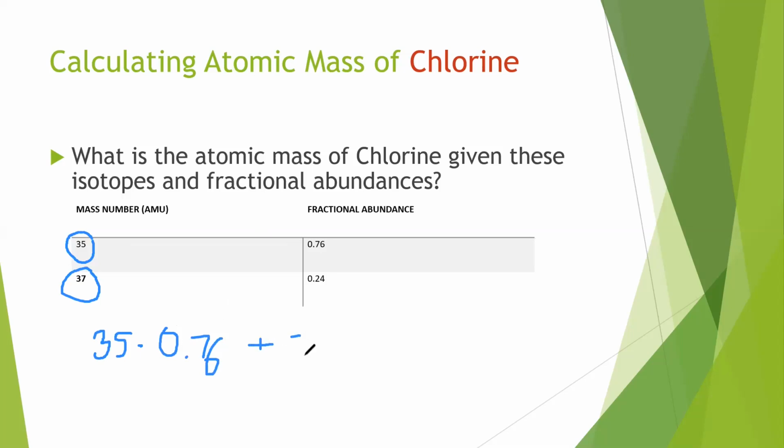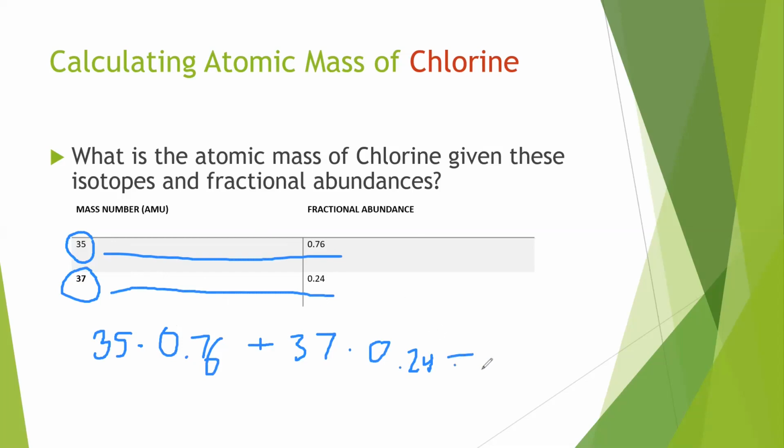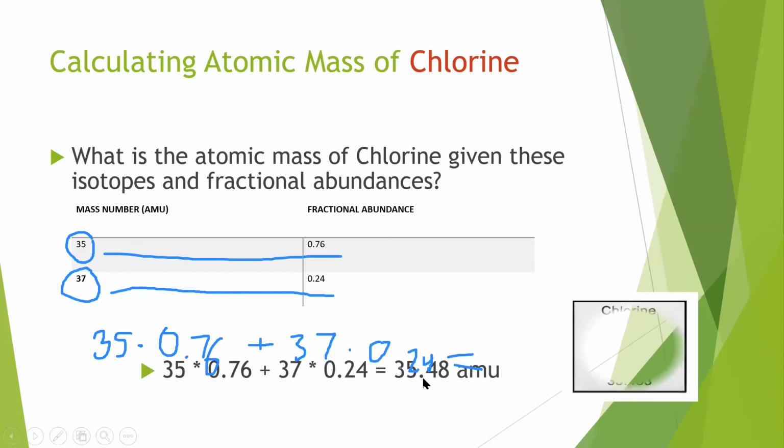plus 37 times 0.24. So what I did was I took the mass of this element and I multiplied it by its fractional abundance. I took the mass of this and multiplied it by its fractional abundance. So we just take all of the different isotopes and we multiply each by its fractional abundance. And then after you do the calculations, you get 35.48 AMU.